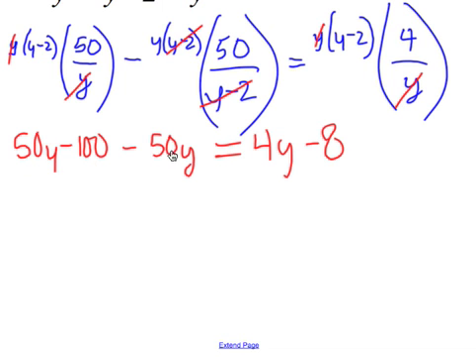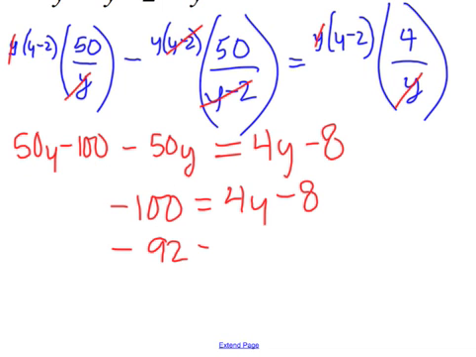Now 50y minus 50y, hey, they go away. So that's minus 100 is equal to 4y minus 8. Let's push the 8 to the other side and add it. So it'll be a minus 92 is equal to 4y. Divide both sides by a 4. 4 into there will go about 23-ish. Negative 23. Is that right? Yeah, that's right. So y comes out to being minus 23.